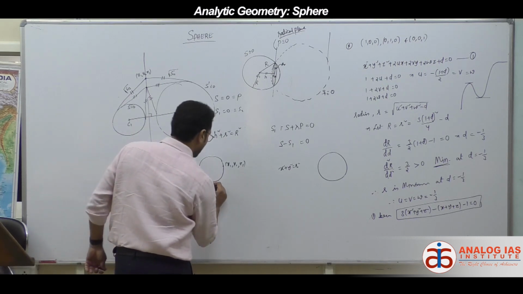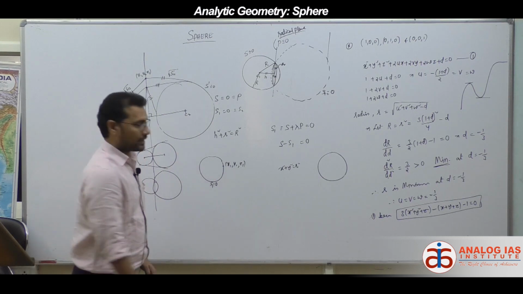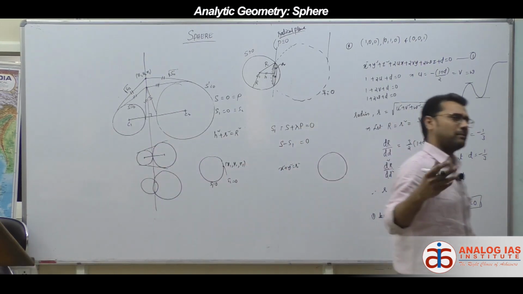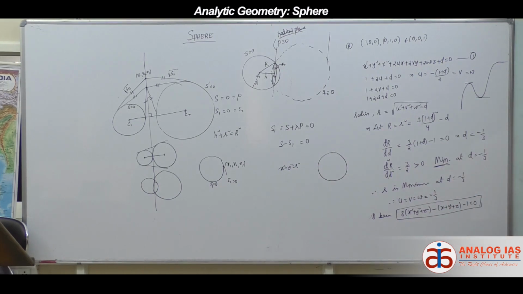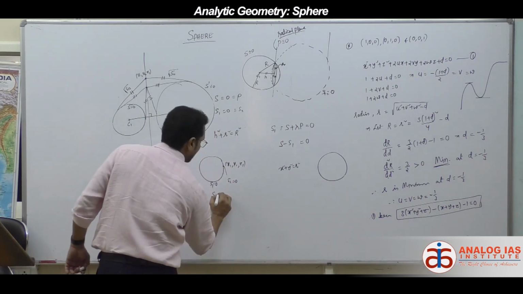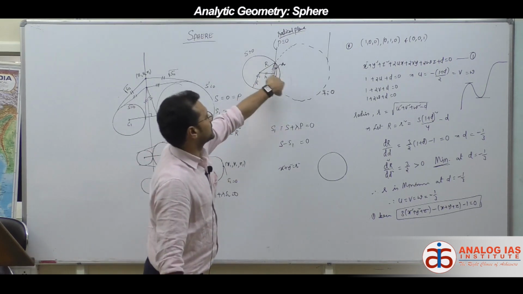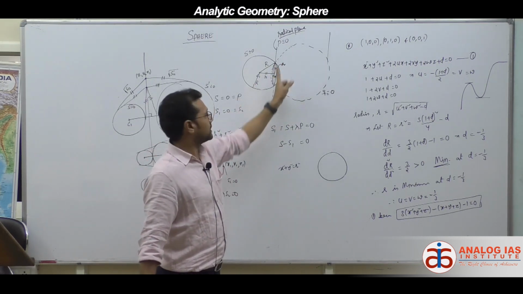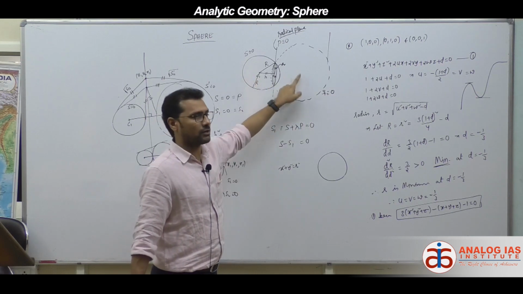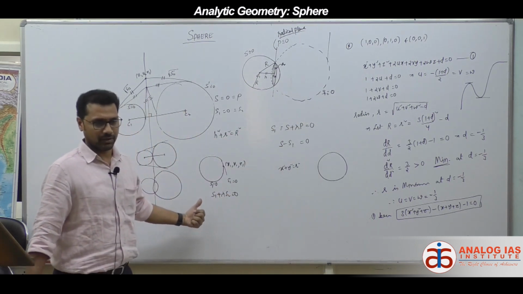Then this sphere is, maybe, S1 equal to 0, suppose. Then the point sphere, let it be S2 equal to 0. Equation of any sphere passing through the circle of intersection of S1 equal to 0 and S2 equal to 0 is given by S1 plus lambda S2 equal to 0. If two spheres are there intersecting, this is S1, S2. Any sphere passing through the circle of intersection of these two spheres can also be given by S1 plus lambda S2 equal to 0. Here also I am doing the same thing.